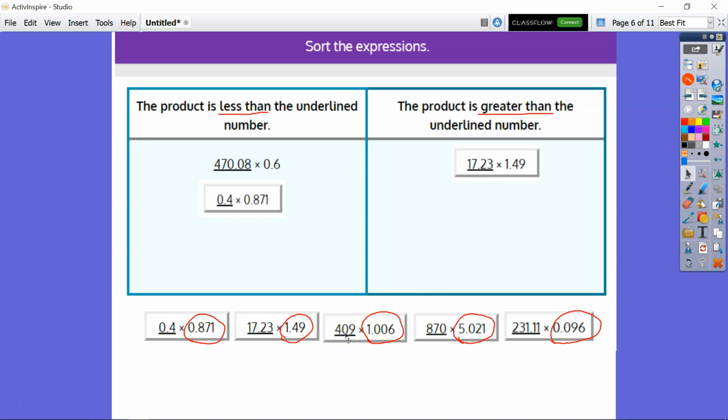Next, 409 times 1 and 6 thousandths. 1 and 6 thousandths is greater than 1. So the product of these two factors is going to be greater than 409.